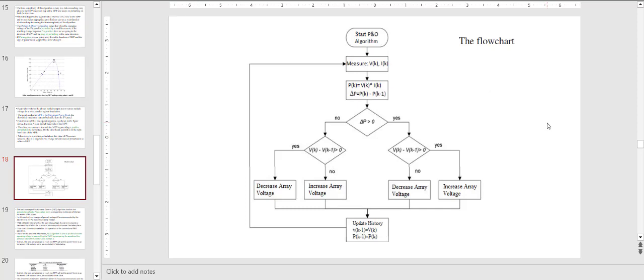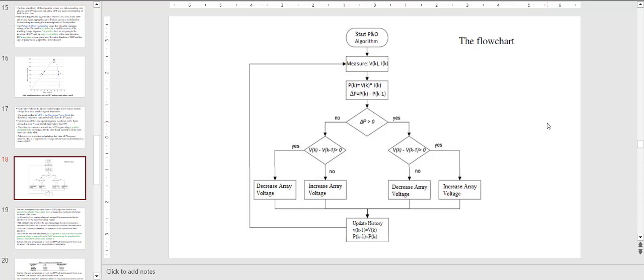The algorithm is summarized here through this flowchart. At the start of the algorithm, you can see that voltage and current are measured. Based on the voltage and current, power is calculated corresponding to the present operating point. Then it is compared to the previous point.